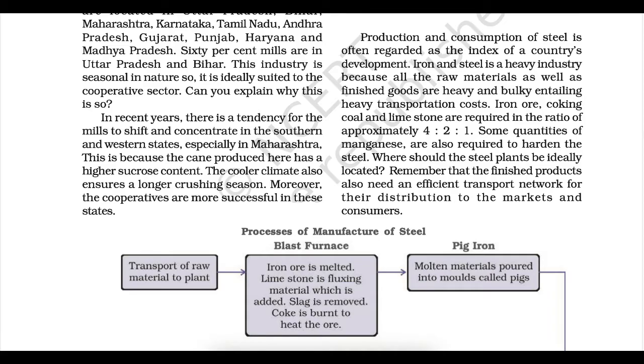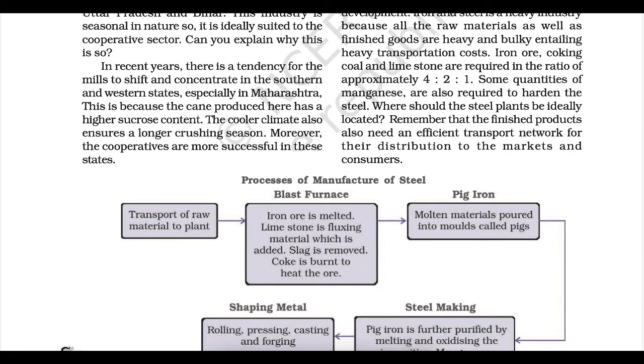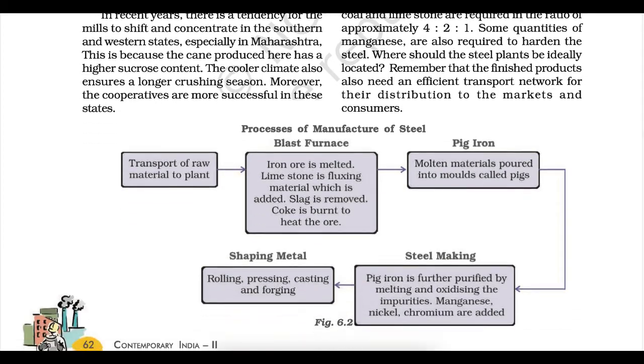Iron ore, coking coal, and limestone are required in the ratio of approximately 4 is to 2 is to 1. Some quantities of manganese are also required to harden the steel. Where should the steel plants be ideally located? Remember that the finished products also need an efficient transport network for their distribution to the markets and consumers.